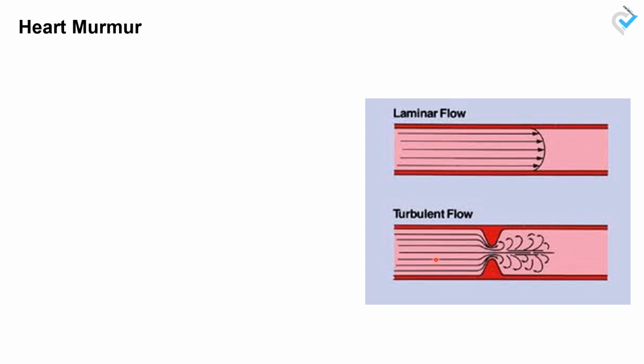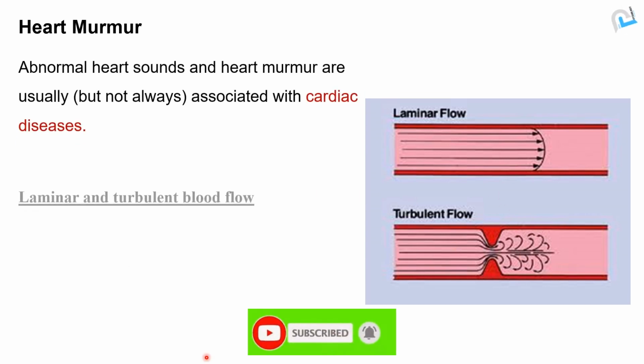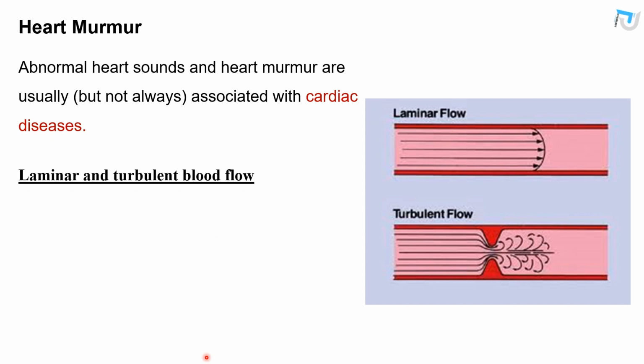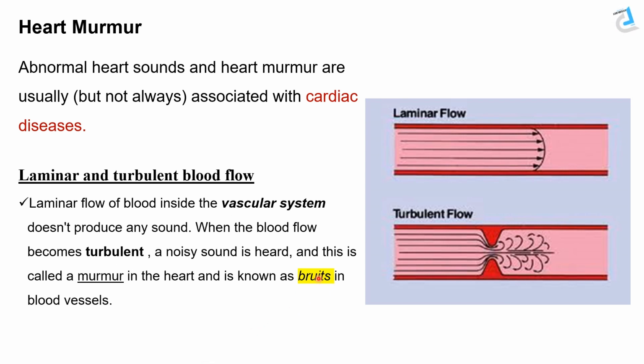When we place the stethoscope on the heart and we hear that noise because of the turbulent flow, we call that a murmur. And if we place the stethoscope on a blood vessel and hear the noise because of the turbulent flow, this sound on the blood vessel we call a bruit. So that is the difference between the murmur and the bruit. A murmur is heard on the heart, a bruit is heard on the blood vessels. And both of them are caused by turbulence in the blood flow.